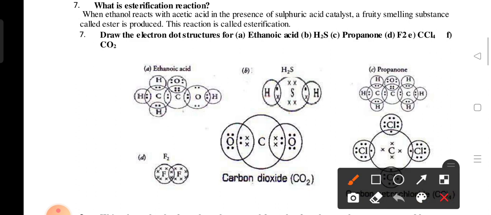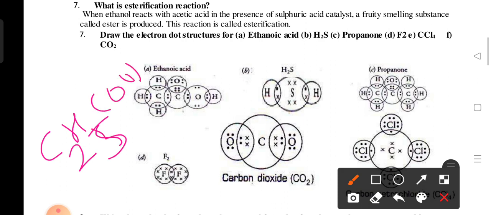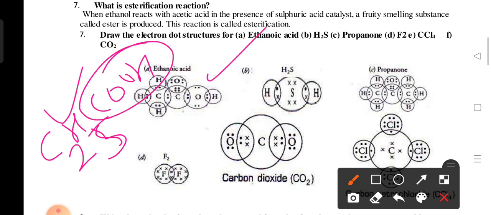C2H4, C2H3, C2H3COOH. It's a carboxylic compound. C2H3COOH. Okay. Then this is a molecular formula. This is a structural formula.